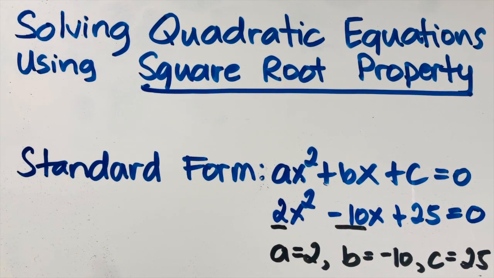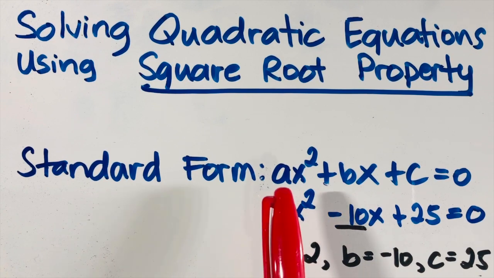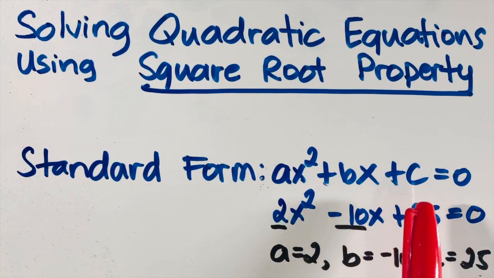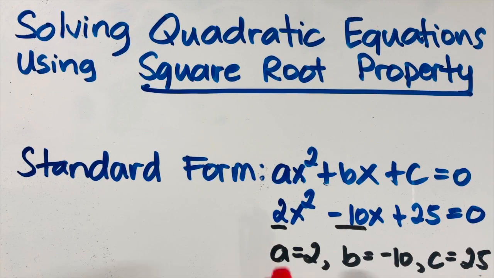We know that the standard form or general form of a quadratic equation is ax squared plus bx plus c is equal to 0. Like 2x squared minus 10x plus 25 equals 0, where a, the coefficient of x squared, is 2, b, the coefficient of x, is negative 10, and c, the constant term, is 25.